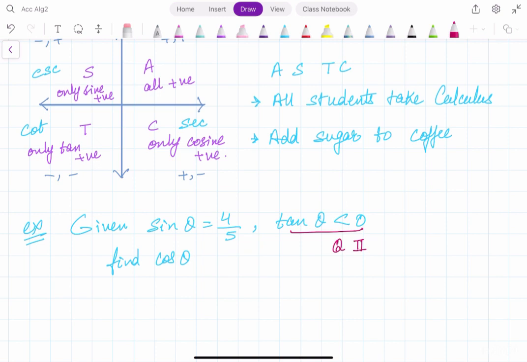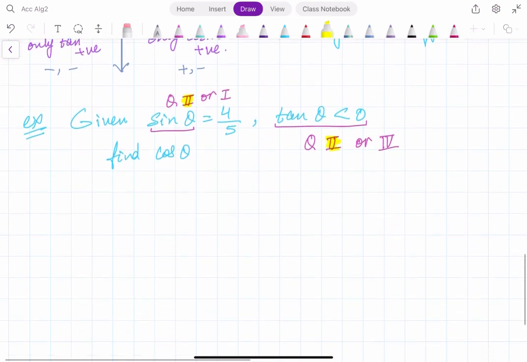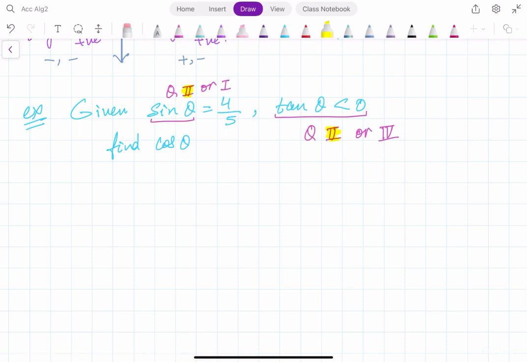So if you look at the chart, in quadrant 1 and quadrant 3, tangent is positive. So second and fourth, those are the quadrants where tangent is negative. If I look for the sine theta, in which quadrant sine theta is positive? Because it is 4/5, it is positive. So it is positive in first and second quadrant. So out of sine theta and tangent theta, which quadrant matches? Quadrant 2. So we are taking quadrant 2.